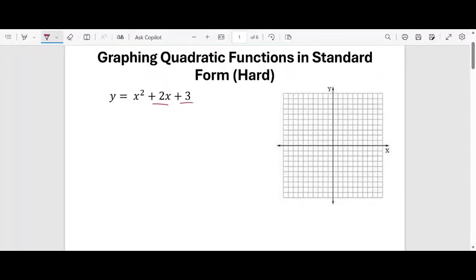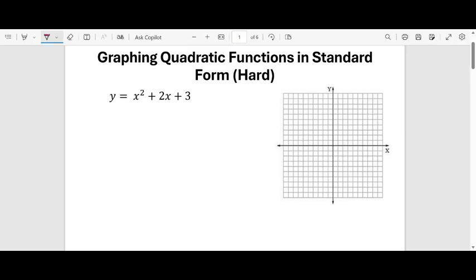In this case, there isn't anything that multiplies to the number 3 and adds up to the number 2. So we have to complete the square in order to graph this. There is one other way to do it using the axis of symmetry formula, and I'm going to show you both ways in all of these examples, okay? So let's start with my first version, which is completing the square.